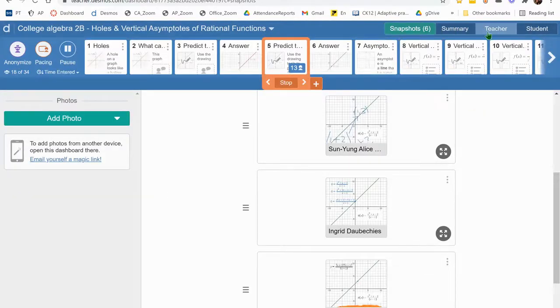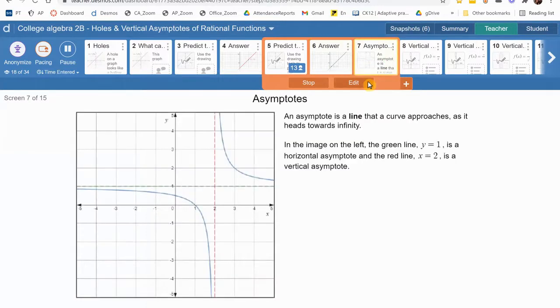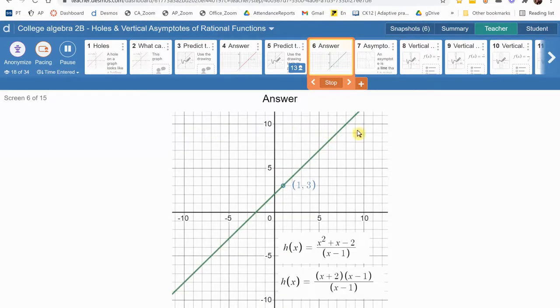I'm going to go on to, here's the, oops. There, that's where I want you. Here is the response that I put together. You can see it's the same in that I've got it factored out. And then there's the hole at 1 comma 3.